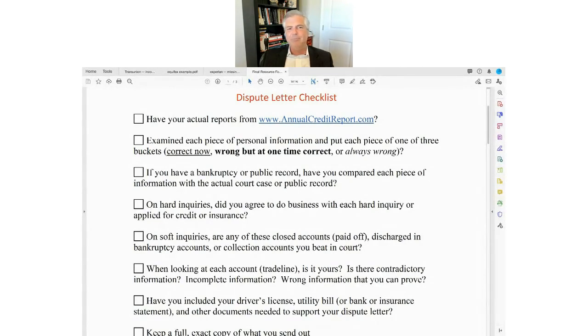And then we look at bankruptcies, public records. Okay, normally that's only going to be a bankruptcy, but you compare what your report is saying with what the actual court says. So the case number, the court it was filed in, the date it was filed, the date it was discharged, the chapter of bankruptcy, anything that you can find that doesn't match, then you dispute that. And really same thing with inquiries. We're looking at each inquiry and saying, all right, did I give permission? Did I do business with them? Did I apply for credit? For a hard inquiry. For a soft inquiry, that's a little bit of a looser standard in this sense.